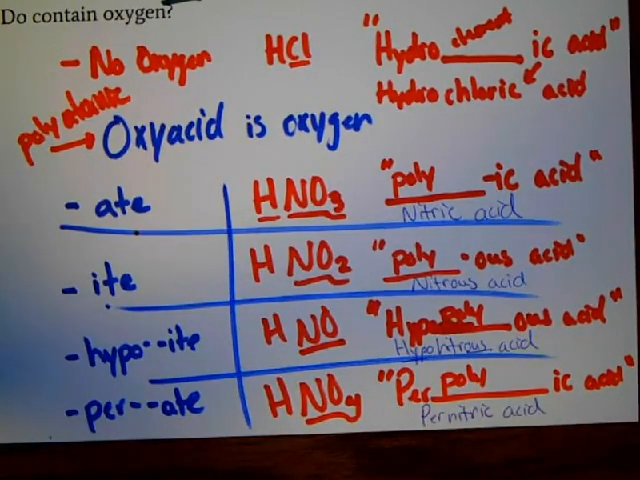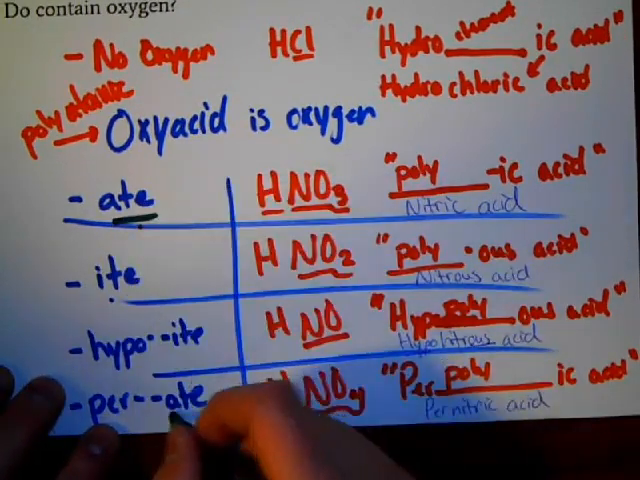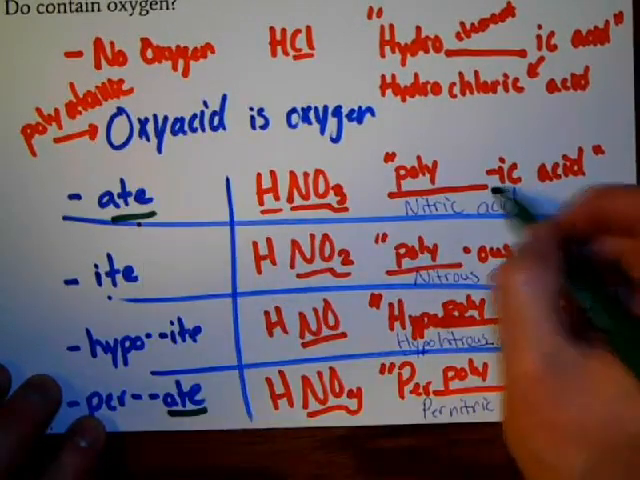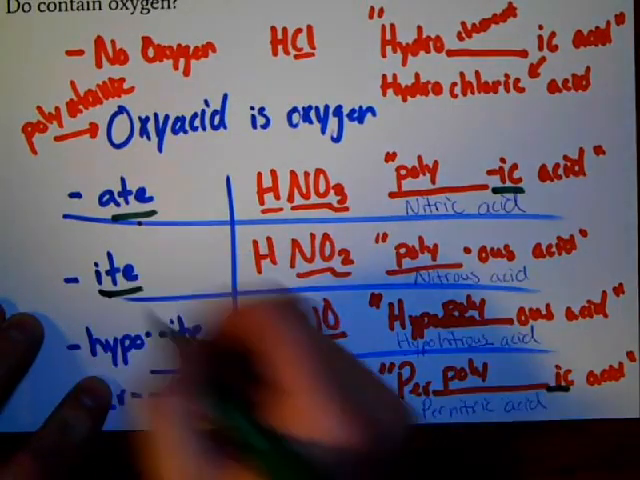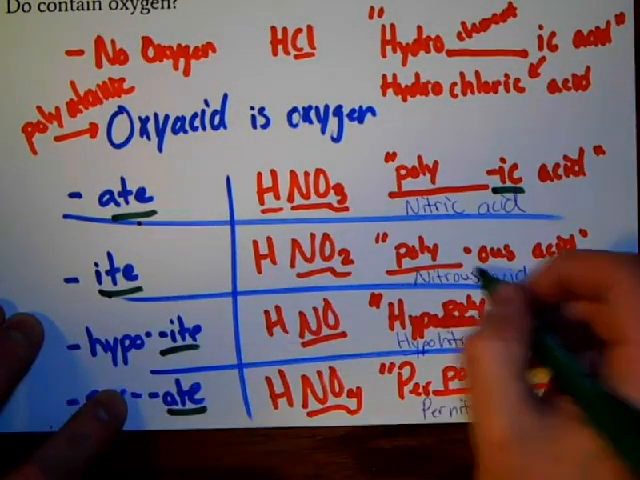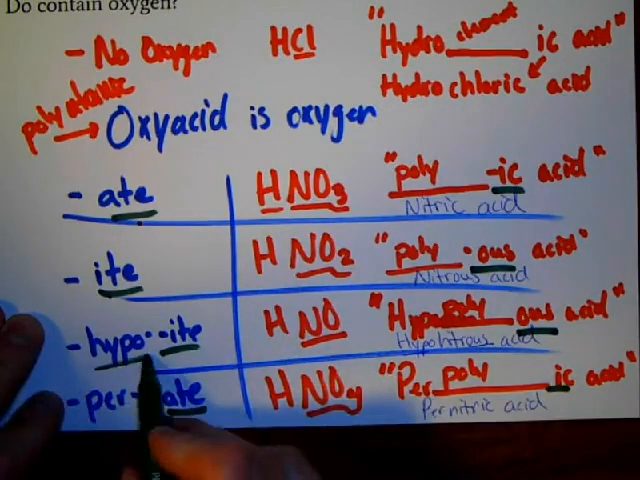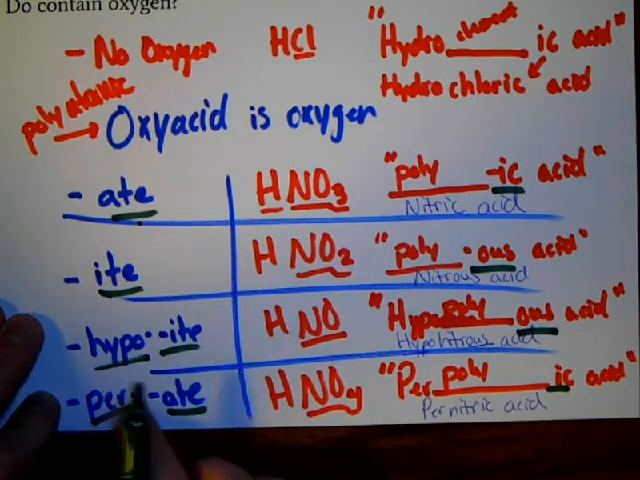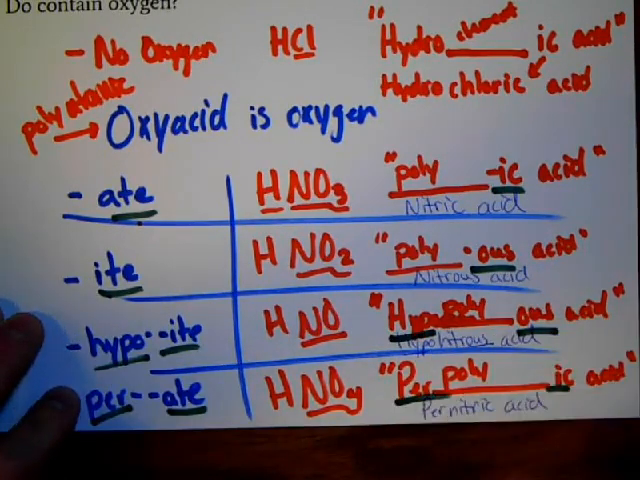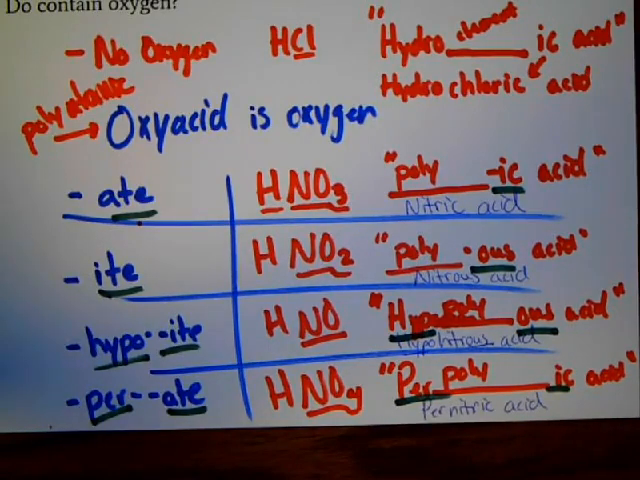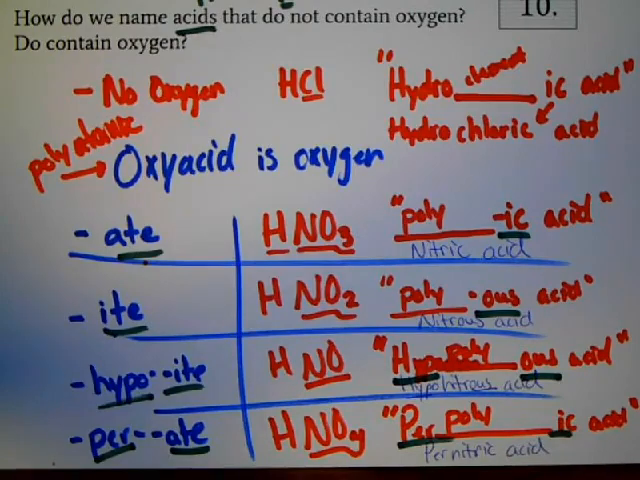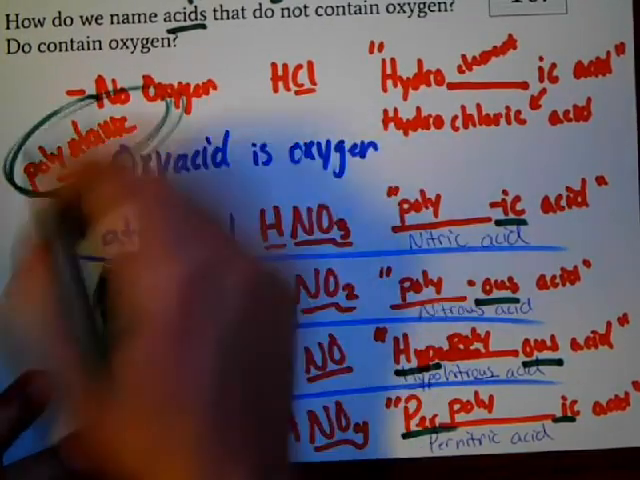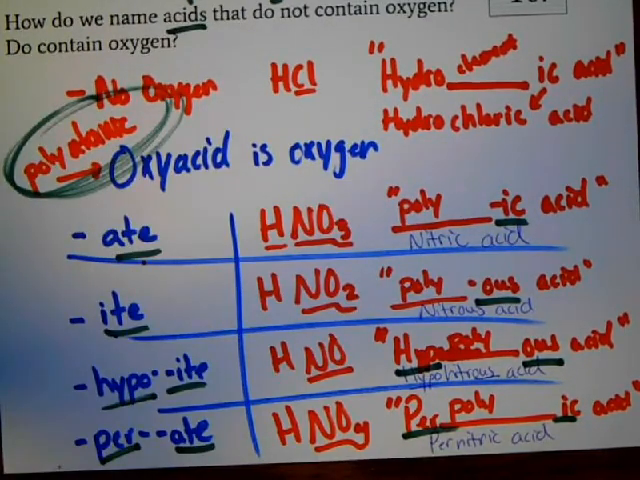We'll get into more of them here in a little bit. But if it's an ate, whether it be per ate or just ate, it's going to end in ic. If it's going to be an ite, it doesn't matter if it's ite by itself or hypoite, it's going to end in us. And then if it has a prefix, like hypo or per, we keep the hypo and we keep the per. There are rules again, but the more that we practice, the more that we see them, and the more that we identify our polyatomic ions, the easier this is going to get. That's why I said it's very important for us to have those polyatomics.